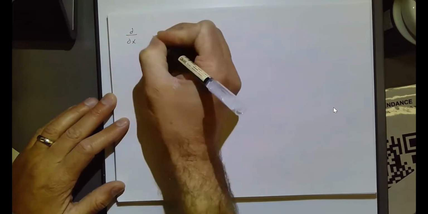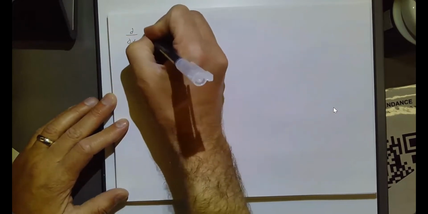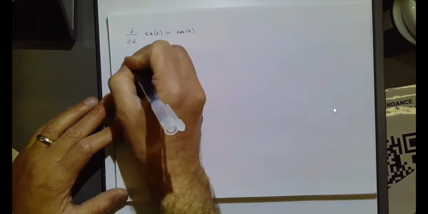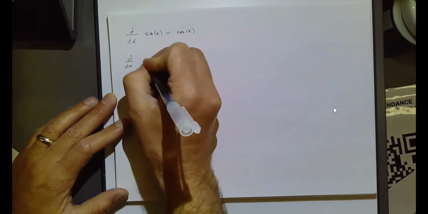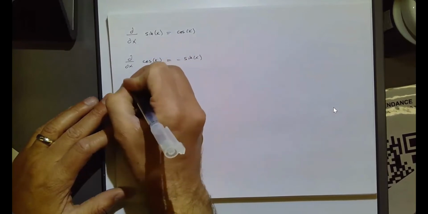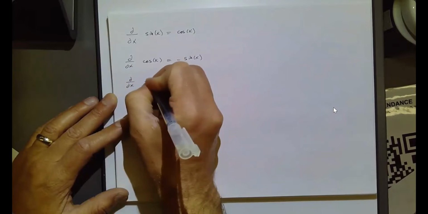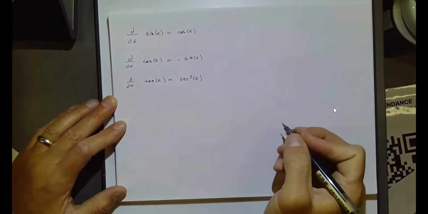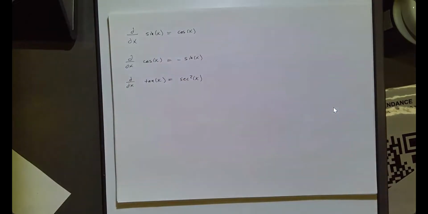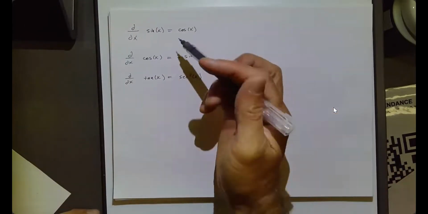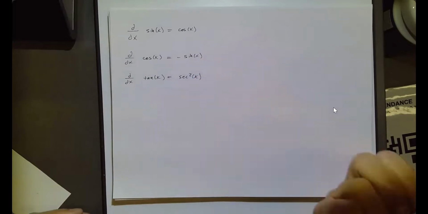So some other notation for derivatives. The derivative of sine of x is cosine of x. The derivative of cosine of x is negative sine of x. The derivative of tangent of x is secant squared of x. I encourage you to write them in this order. It's kind of the usual pattern for writing the trig functions: sine, cosine, and then tangent. It also helps me remember that sine divided by cosine is equal to tangent.